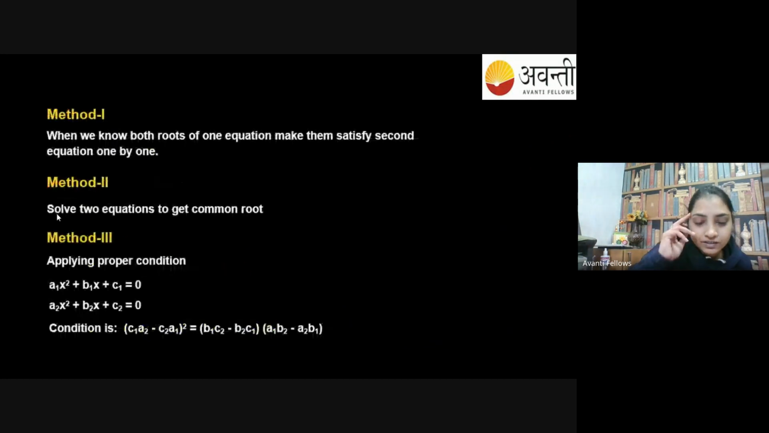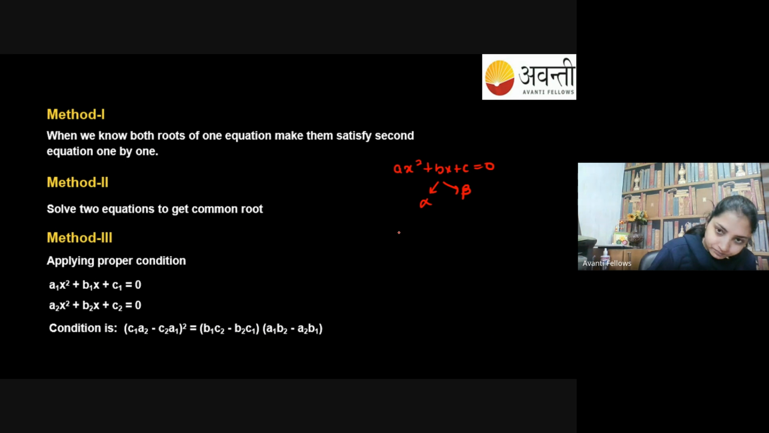So for the first condition, we need to work when one root is common. See, when one root is common, what can I think? Let's say you are having one equation ax square plus bx plus c is equal to 0, whose roots are alpha and beta. Another equation is, let's say, lx square plus mx plus c is equal to 0, whose roots are alpha and gamma.